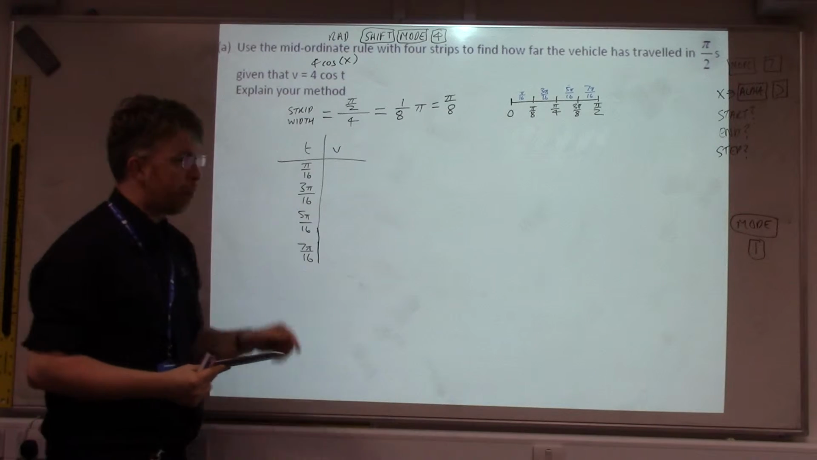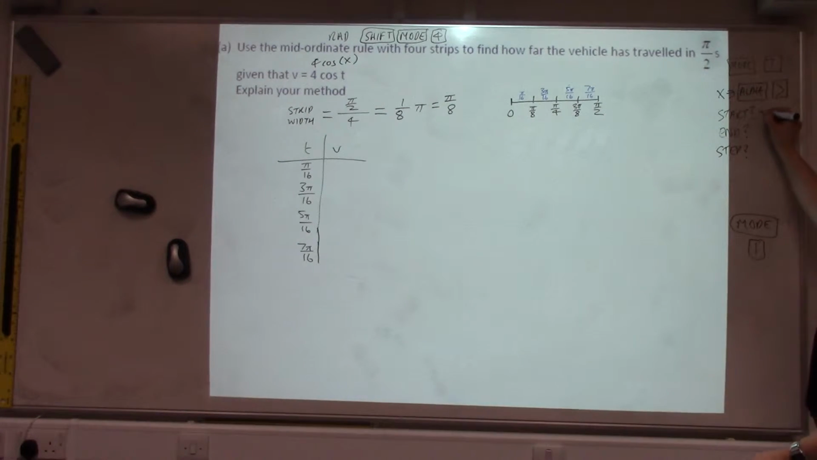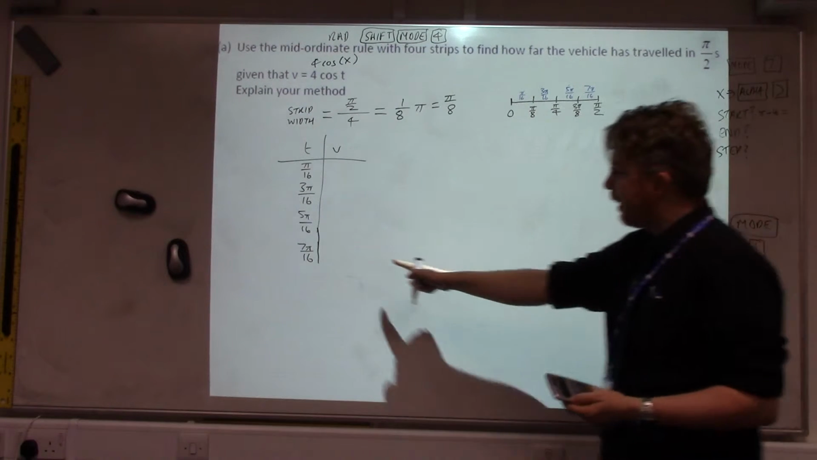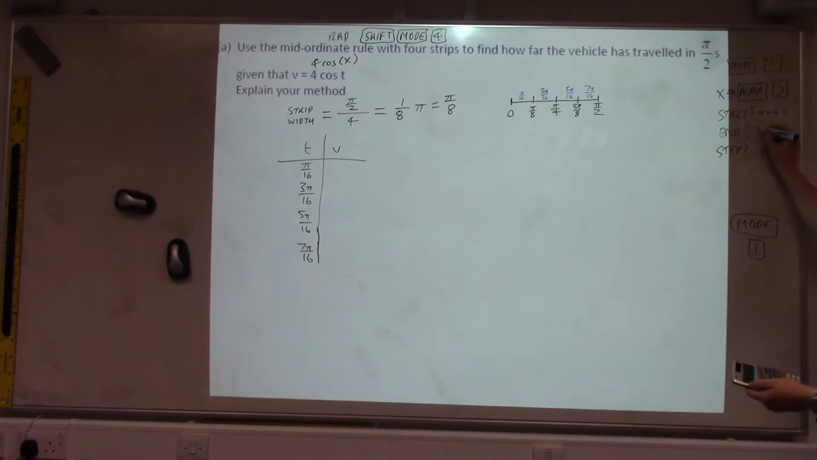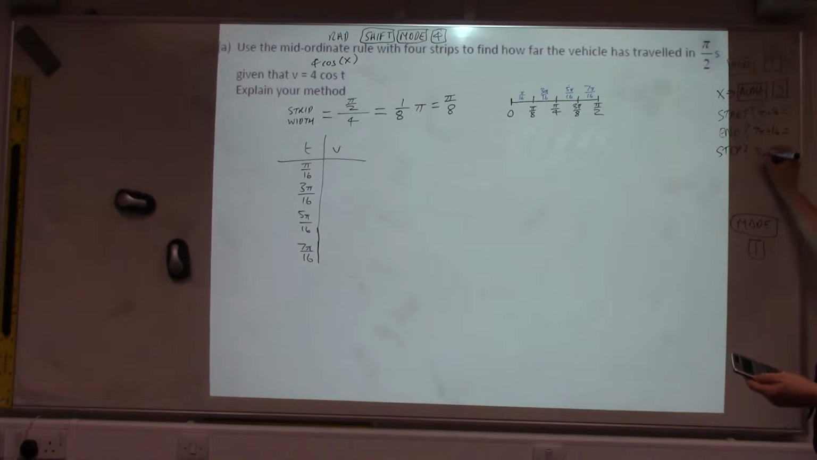Well, our start is pi divided by 16, so that's what we should stick in. Pi divided by 16 equals. The end is 7 pi over 16, so you should type in 7 pi divided by 16 equals. And the step is the strip width, so pi divided by 8 equals.